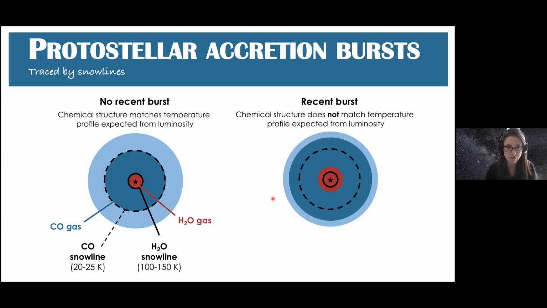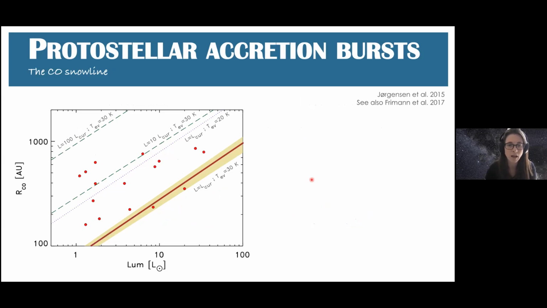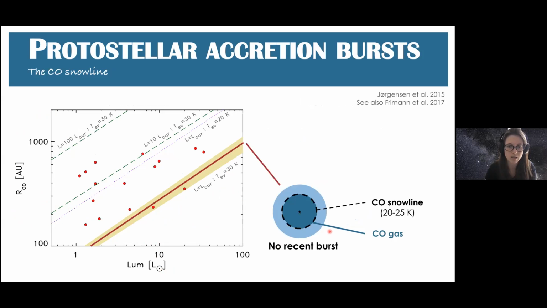And people have been observing this mainly using CO, because this is the easiest to observe, because the CO snow line is at larger distances than the water snow line. And these are some results. This is showing the radius out to which the CO extends as a function of the protostar luminosity. And this red line is basically this no-burst scenario where we see the CO out to the CO snow line where we would expect it to be.